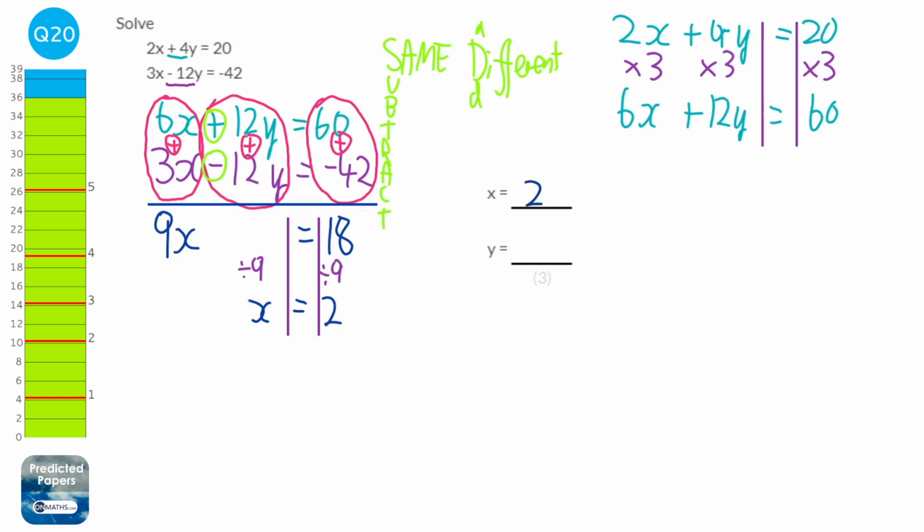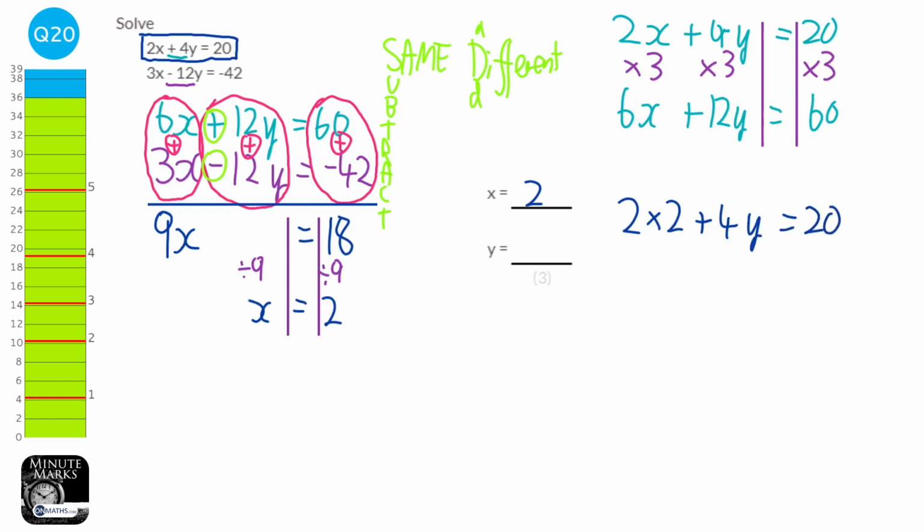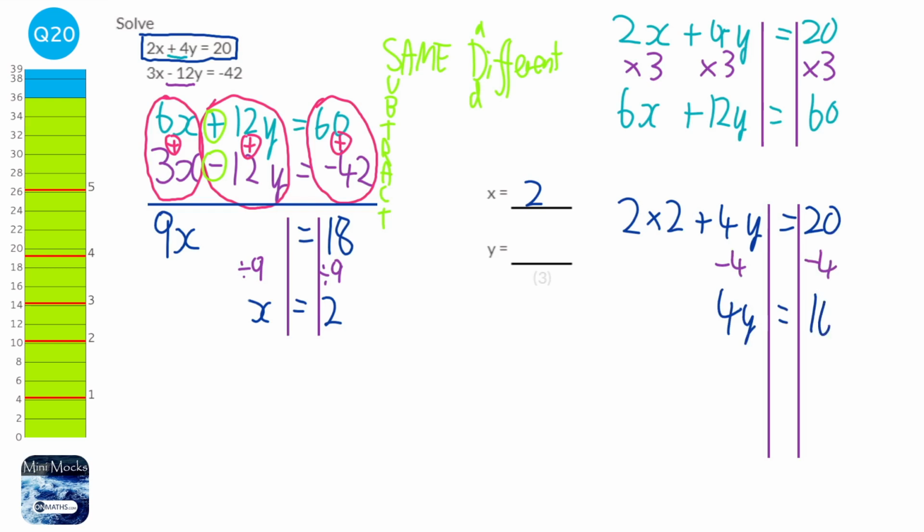Now we need to find out what y is. So what I'm going to do is I'm just going to copy out the first equation, but I'm going to substitute in the value of x, which is 2. So we've got 2 times 2 plus 4y equals 20. Again, put my solving lines in, because the first thing I'm going to do is take away the 2 times 2, or take away the 4 from both sides. So we've got 4y equals 16, and then we just go divide by 4 both sides. So we get y equals 4.